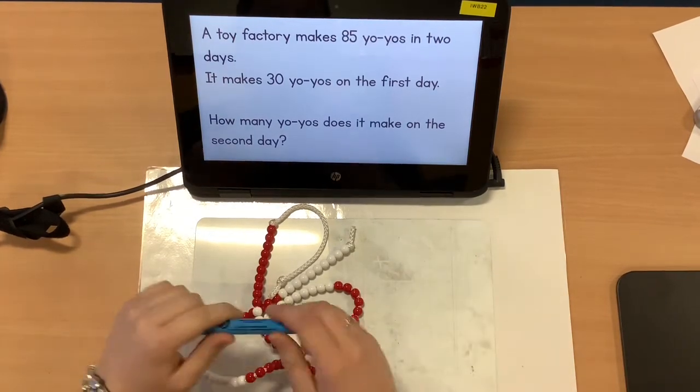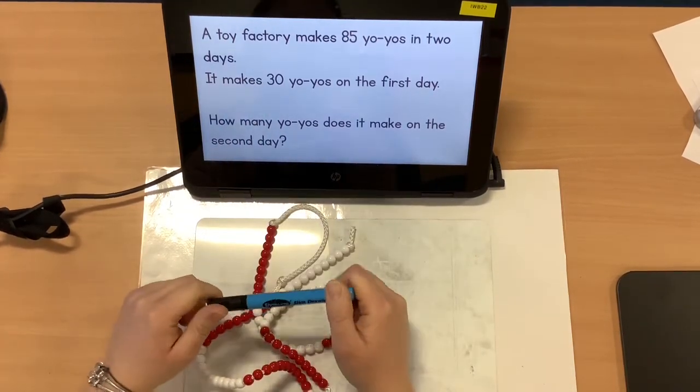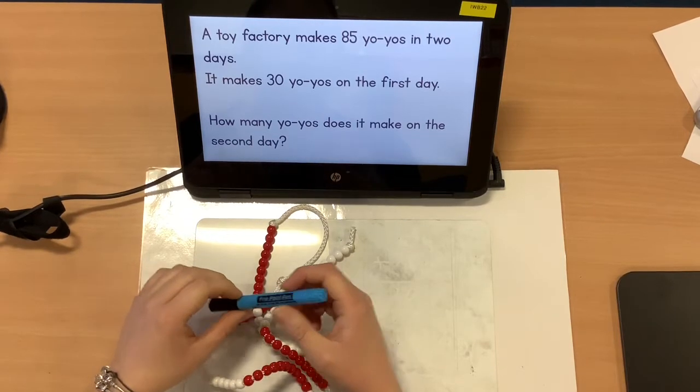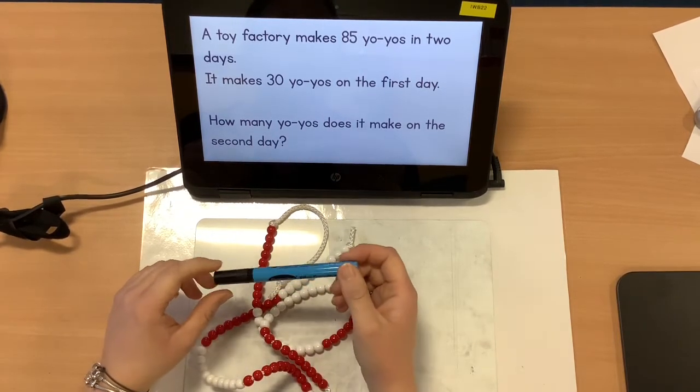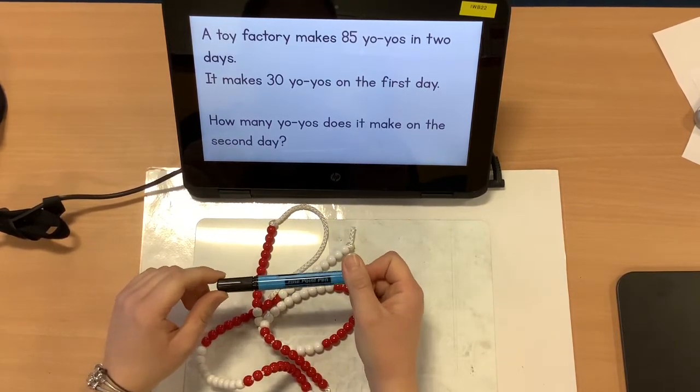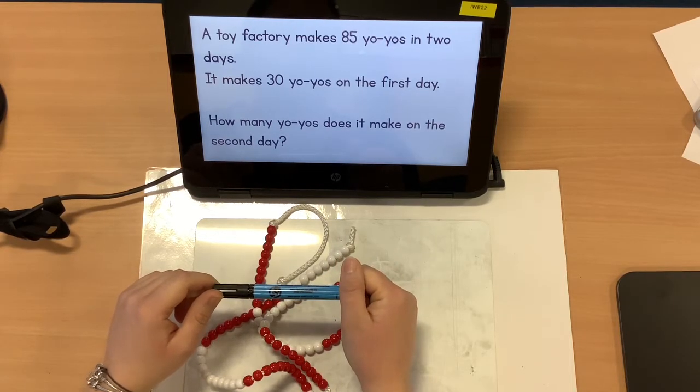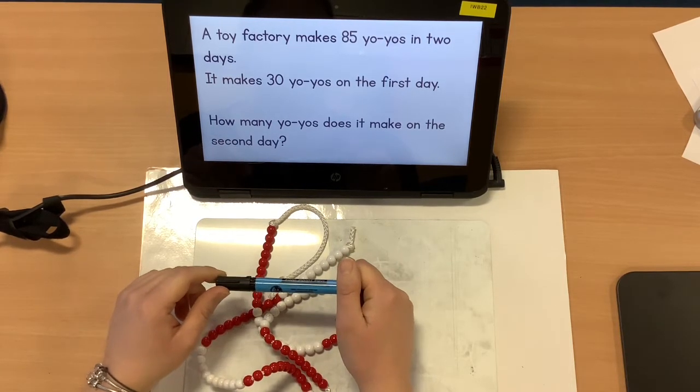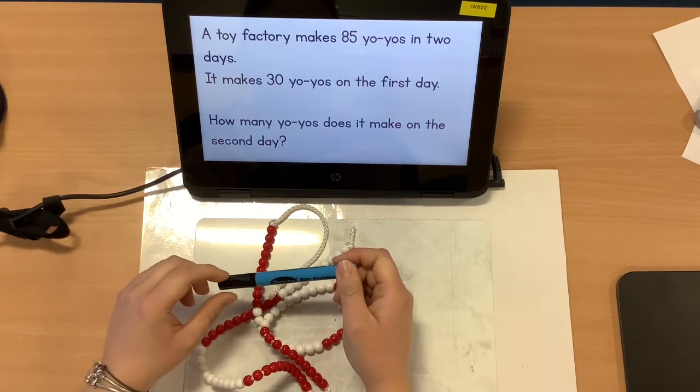Our first problem says, a toy factory makes 85 yo-yos in 2 days. It makes 30 yo-yos on the first day. How many yo-yos does it make on the second day?